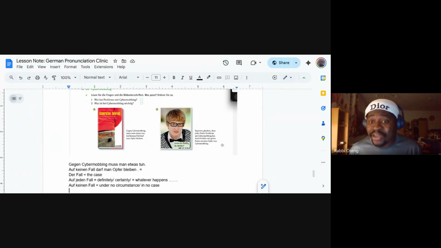Then, auch Schüler mit guten Noten werden Opfer von Cybermobbing. So auch means also, but in this context we use it like even school children. Mit guten Noten, good notes, where Note means grades. Normally we tease them. We see that a lot in American movies, like the nerds. We call them the nerds.